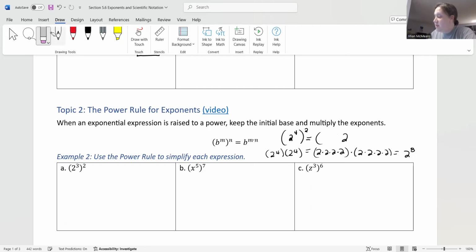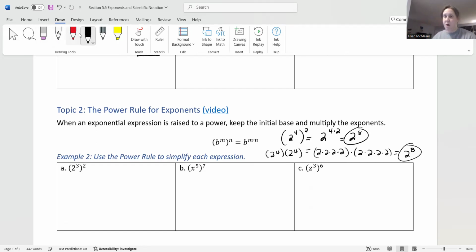So what we can do instead is use this shortcut. This shortcut says, hey, if you have something with an exponent raised to a second exponent, keep the initial base and then just multiply your exponents. So we would say, hey, this is really 2 to the 4 times 2 power, and it just so happens 4 times 2 is 8.